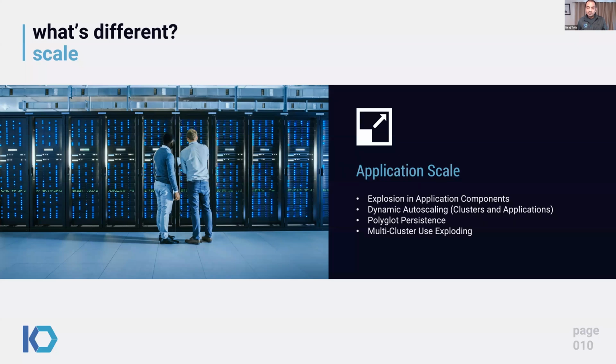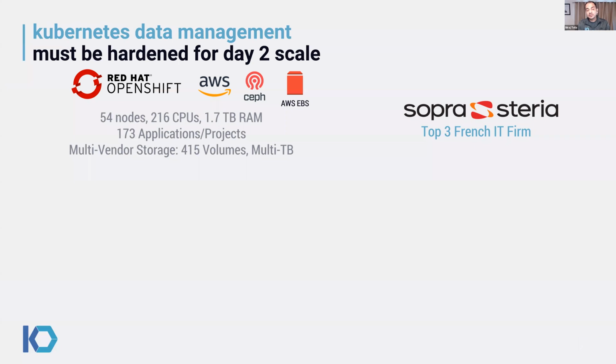And to illustrate this concretely, let's go look at one of our customers, Soprasteria, a very large French IT firm. This is just one of the clusters that we're deployed on. And they're running OpenShift in AWS. They run both Ceph, in particular Rook Ceph, and EBS. So a moderate size cluster, 50 plus nodes, a bunch of RAM, a large number of applications, a large number of volumes, multi-terabyte.